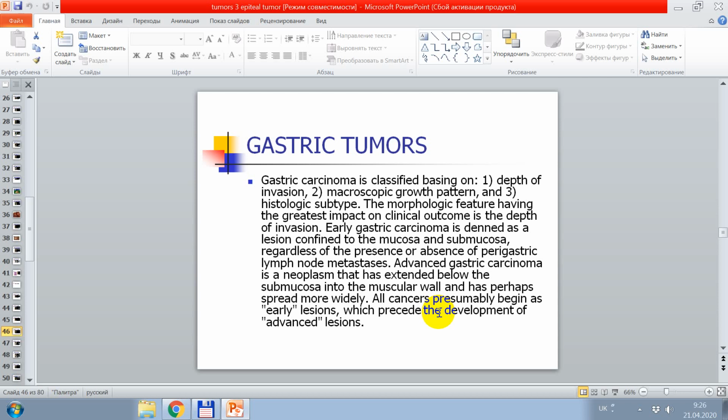And thus advanced gastric carcinoma is a neoplasm that has extended below the submucosa into the muscular wall and has perhaps spread more widely. All cancers presumably begin as early lesions, which precede the development of advanced lesions.